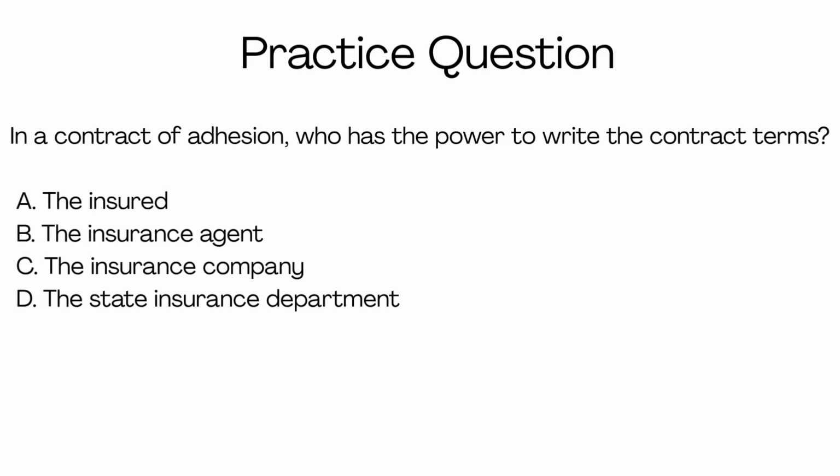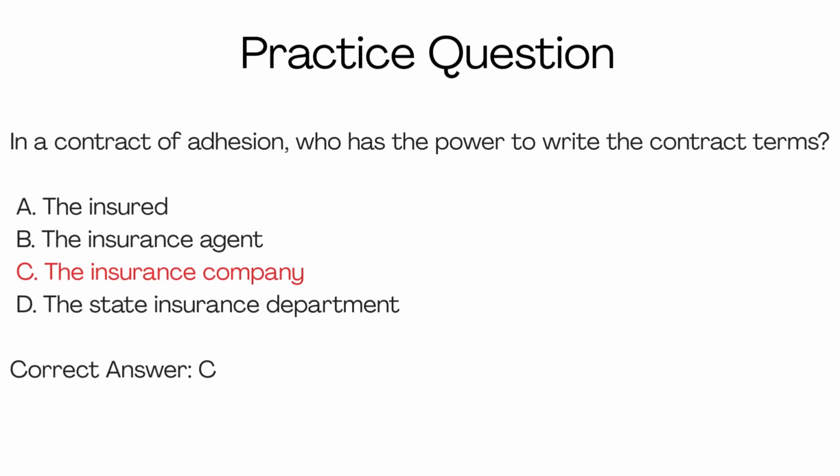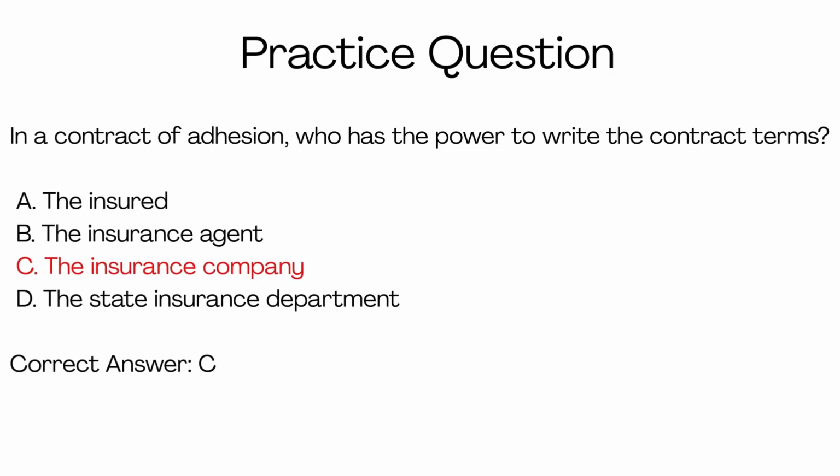Now let us move on to practice questions. In a contract of adhesion, who has the power to write the contract terms? The correct answer is C, the insurance company.